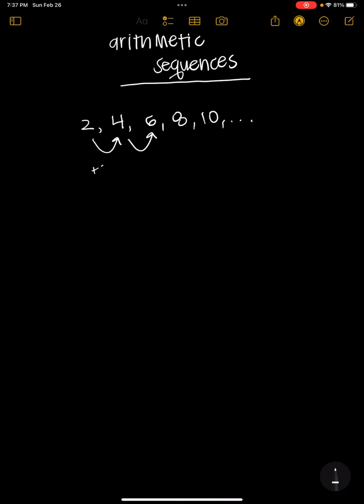From 2 to 4, we add 2. From 4 to 6, we add 2. From 6 to 8, we add 2, and so on and so forth. It would work the same way if we were subtracting something. So if I had, let's say, 7, 4, 1, -2, ... each time I'm subtracting 3. So that is also considered an arithmetic sequence.